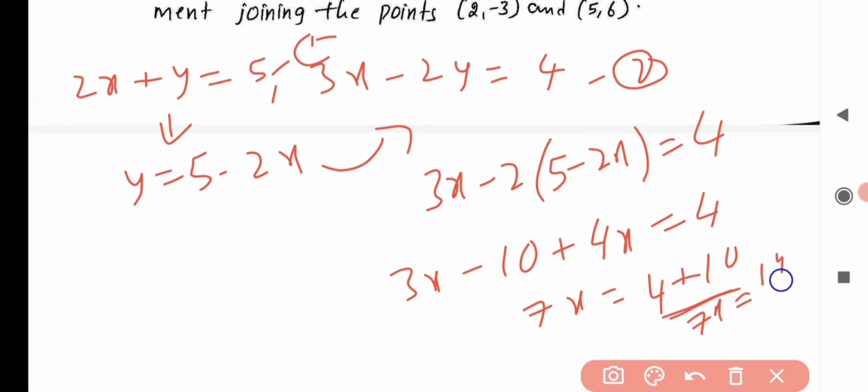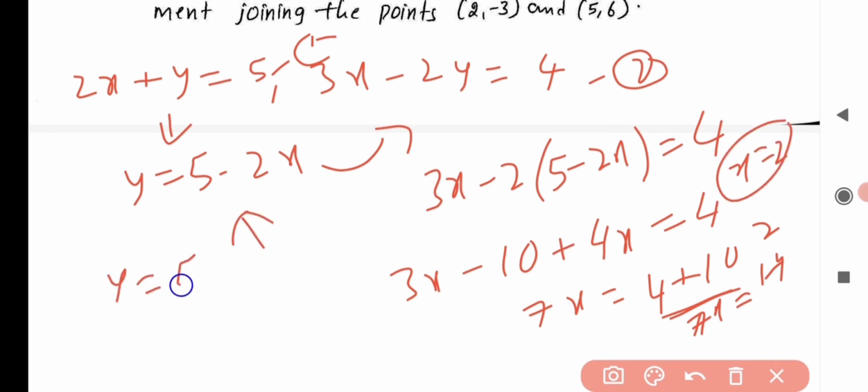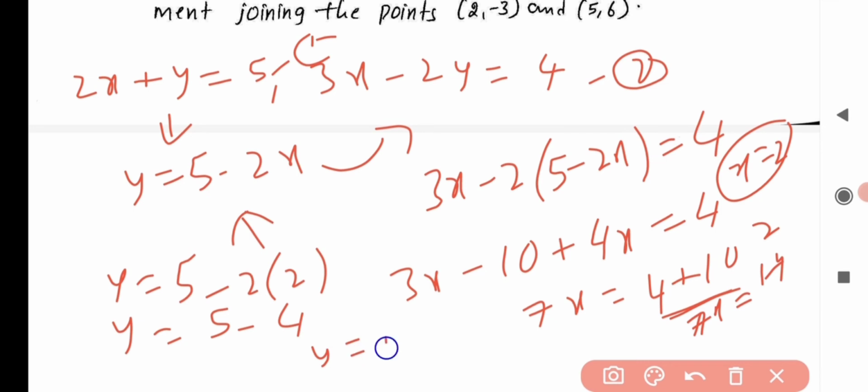7 1s are 7, 7 2s are 14. So what is the x value? 2. Substitute this x value in this. So y equals 5 minus 2 into 2. So y equals 5 minus 4. Then y equals what? 1. This is the substitution method.